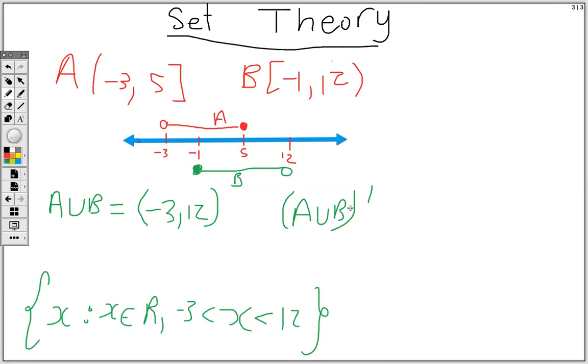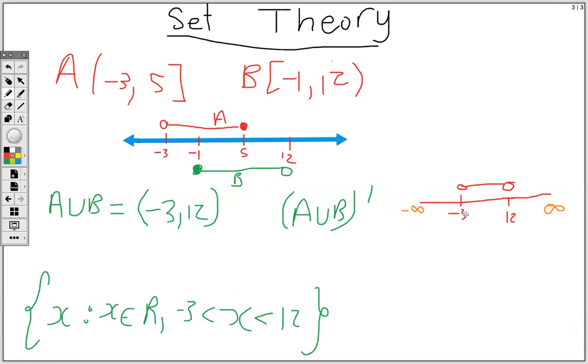Now, A union B complement means that we're finding the values outside of this set, -3 and 12. So I'm going to draw this on a number line where I have -3 and 12, and it's open at -3, open at 12, and this represents A union B. But the question that I have here is A union B complement. Now, complement is outside the set. So we're looking for all the elements that are outside the set.